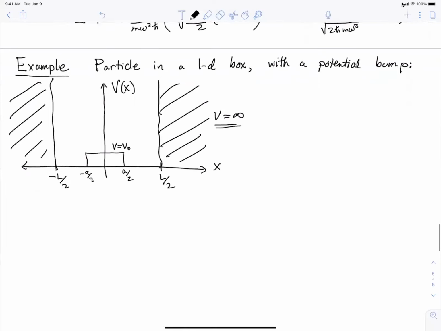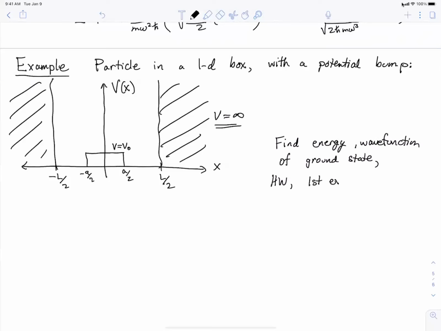Next time, we're about out of time for today, we're going to find the energy and wave function of the ground state. We're only going to do the ground state in class, and for homework, you get to do the first excited state, which should be similar. So you'll want to pay attention to that, because when you do the homework, it will be changing a few things, but the general strategy is pretty much the same.